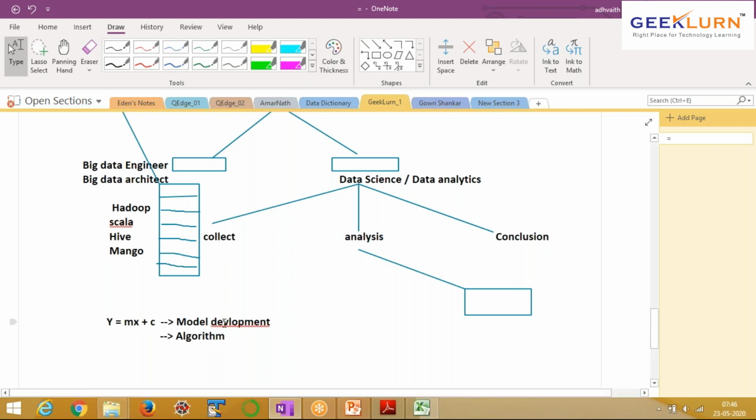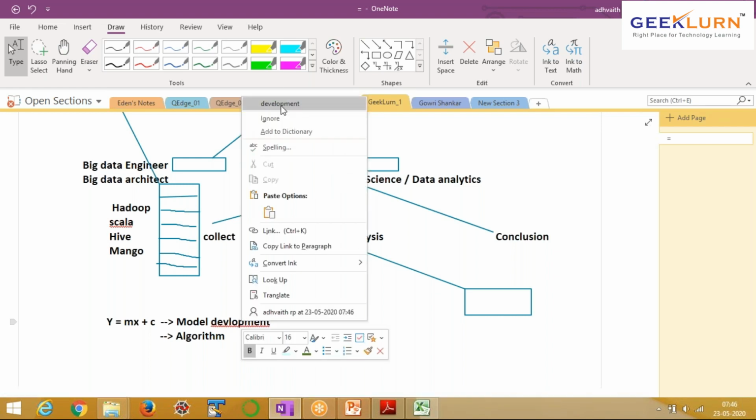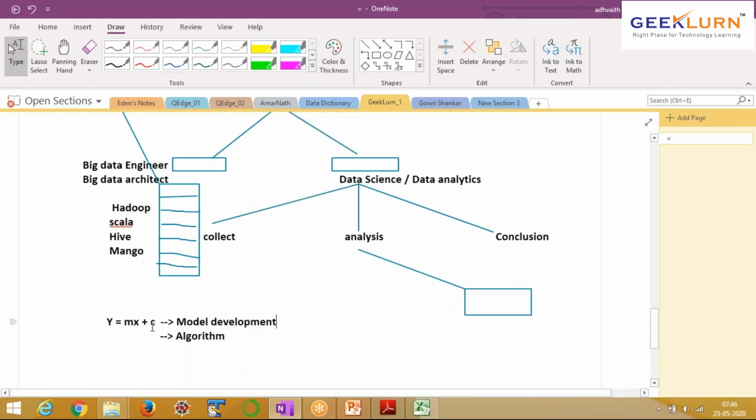This is a traditional language. Model development is the traditional language, and algorithm is what people use currently. So both are the same, with a little bit of difference. What are the differences between model and algorithm? We'll discuss that in the coming classes, not now. I will tell you in the coming classes. All right, guys. So here, this kind of mx plus c equation I am going to develop on my database.